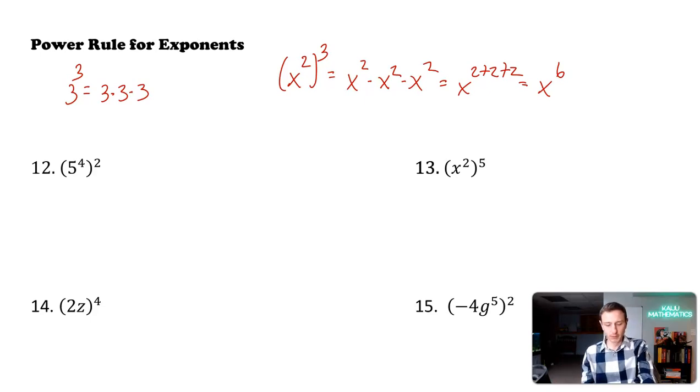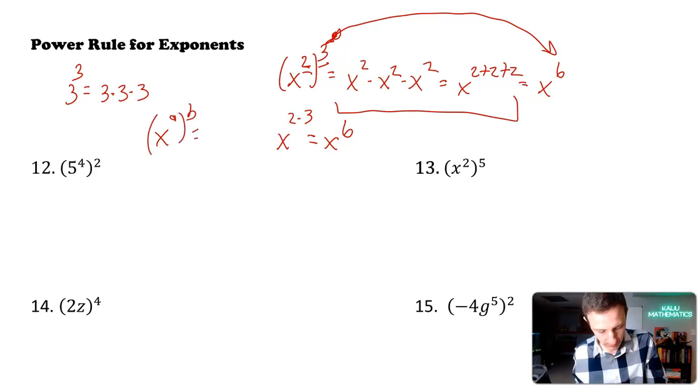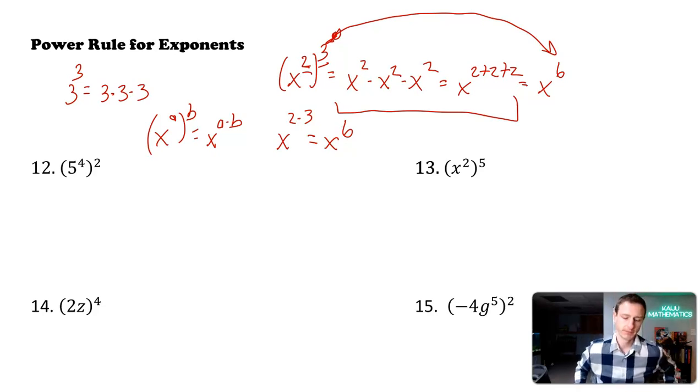So how can we go from here to here without having to do all of this in between work? Well, if we notice power to a power, I can just multiply 2 times 3 to get 6. So rather than writing it all out as a product rule, I can just use this power rule, which is x to the a to the b is just x to the a times b. You multiply those exponents together.